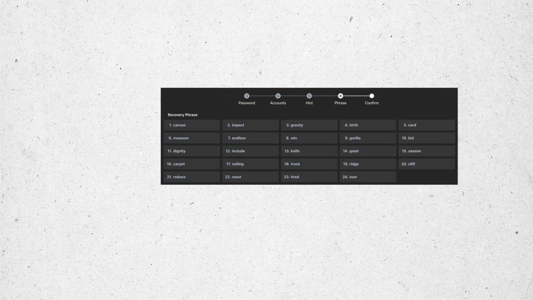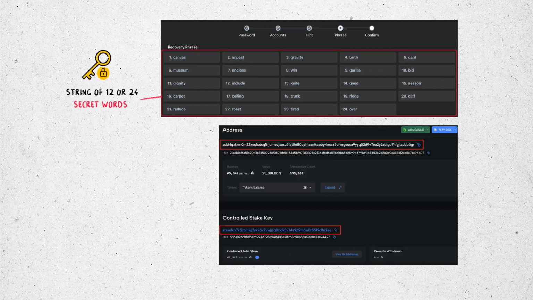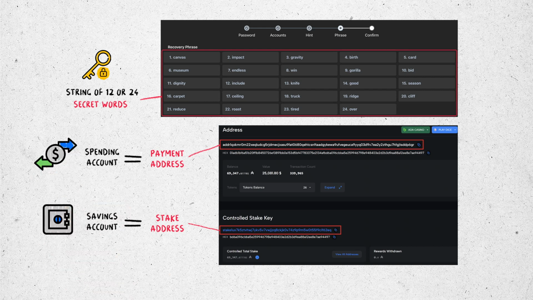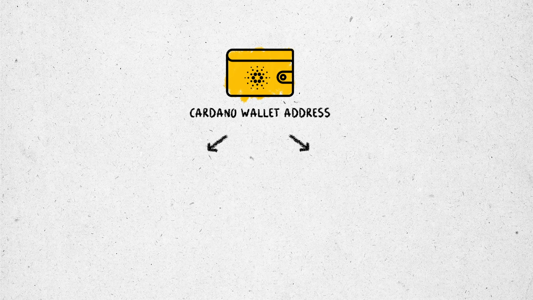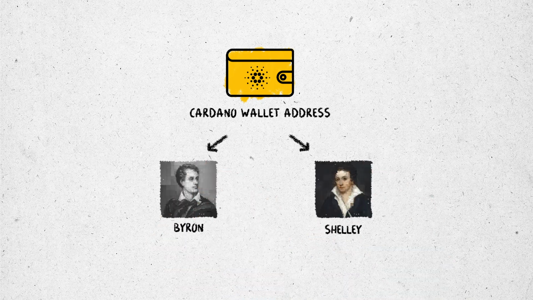Think back to when you created a crypto wallet. The wallet would give you a string of 12 or 24 secret words, the recovery phrase, and they are considered the secret to your wallet account. After the wallet is created, your wallet will have a payment address and a stake address. It is reminiscent of a bank account with a spending account and a savings account. In Cardano, we have two types of wallet addresses, Byron and Shelley.